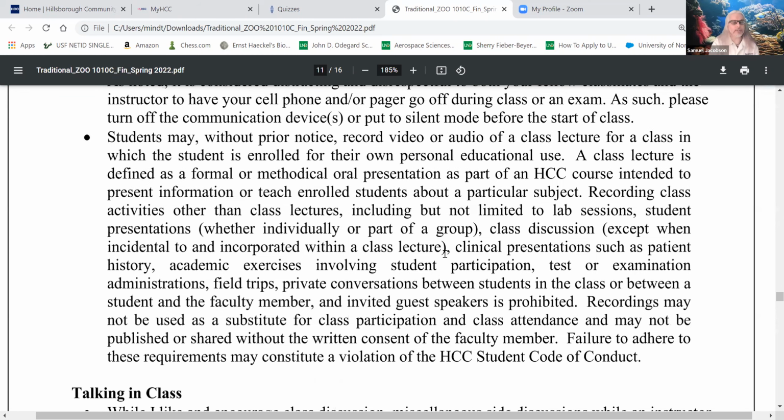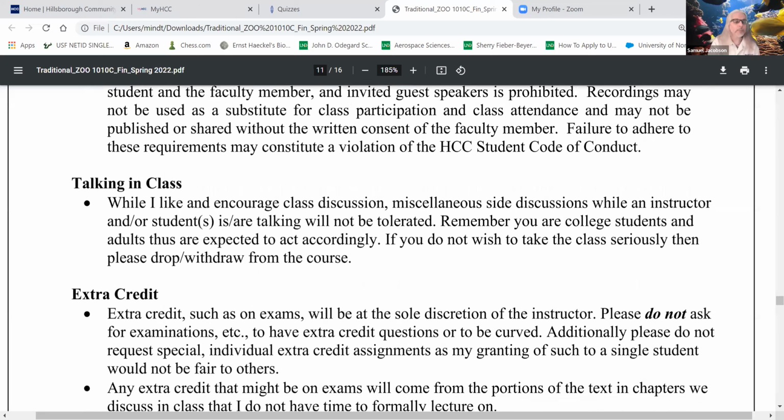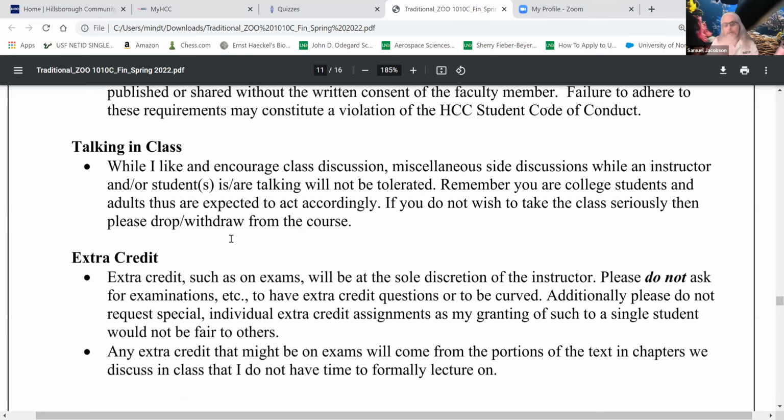I left this in because this is state policy now. This is how you record things. So there are rules there, and I wanted you to be aware of the rules. Talking in class really comes down to team appointments, that kind of idea. But again, I wanted you to have proper etiquette.